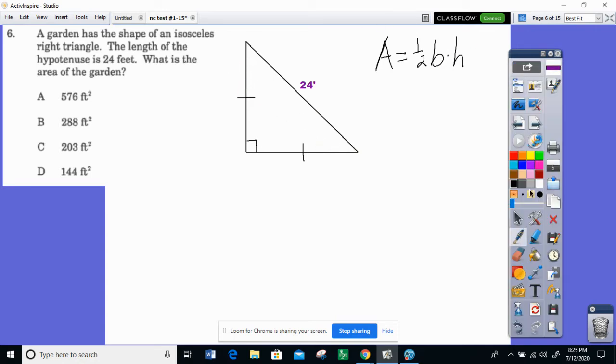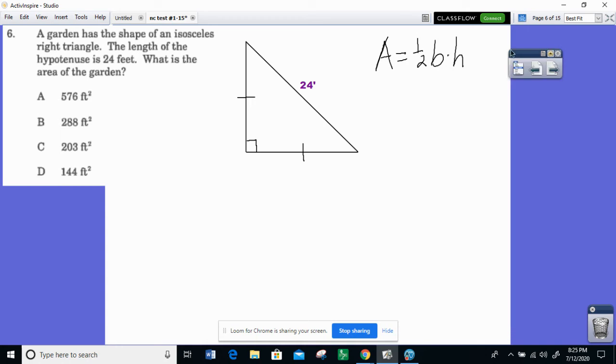Well, we've already seen that an isosceles right triangle actually gives us a 45-45-90 right triangle. So we can label our sides x, x, and x times the square root of 2. So we have to take this equation right here and solve it backwards. x times the square root of 2 equals 24 feet. To undo multiplying by the square root of 2, we need to divide both sides by the square root of 2.